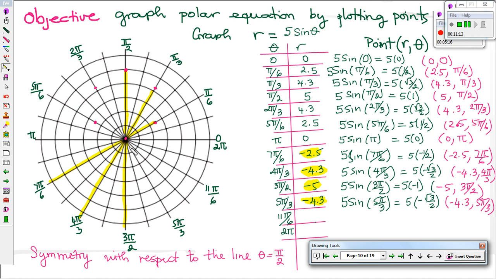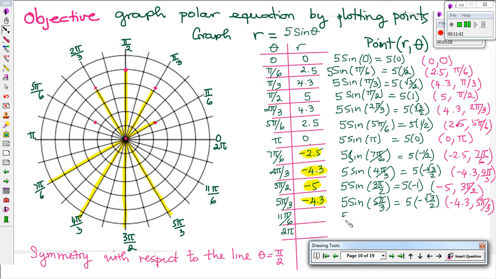So go ahead and look for 5 pi over 3. So this is the terminal side of 5 pi over 3. But since r is negative, we cannot put the point on the terminal side of 5 pi over 3. We have to go to the opposite direction. So this will be the point.